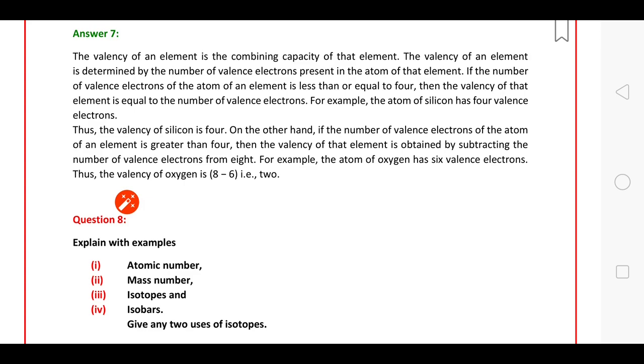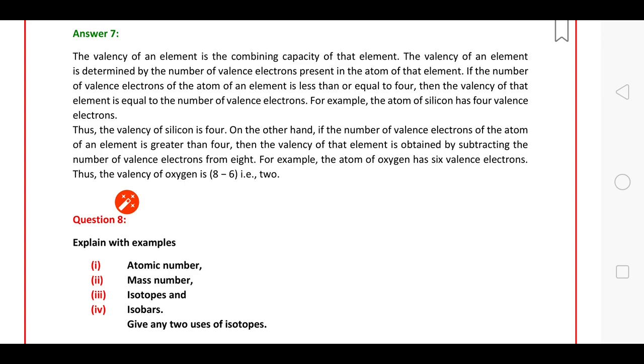On the other hand, if the number of valence electrons of the atom of an element is greater than 4, then the valency of the atom is obtained by subtracting the number of valence electrons from 8, right? For example, the atom of oxygen has 6 valence electrons. That means in the outermost orbit of oxygen there are 6 valence electrons. So the valency of oxygen will be 8 minus 6, that is 2.